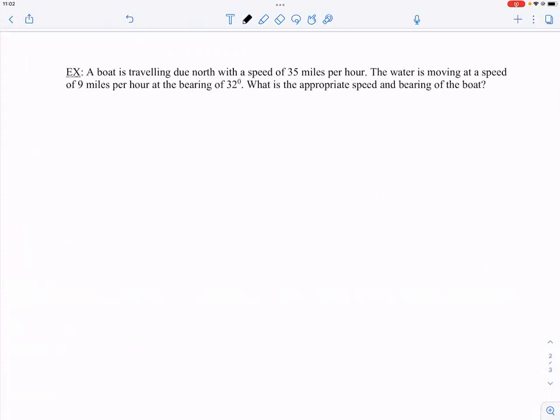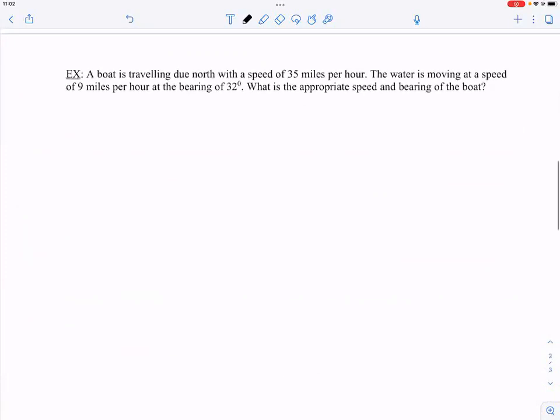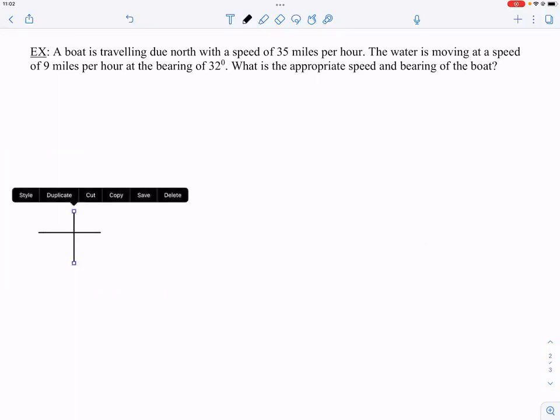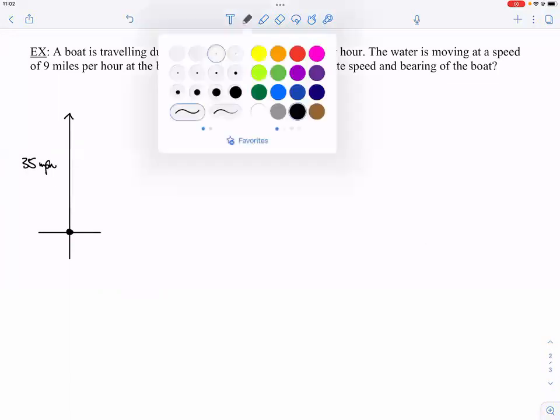And then we have the back page. So we have a boat that's traveling north for 35 miles per hour. So we have a boat right here, traveling up north for 35 miles per hour. And then there's, is it a wind? The water is actually moving at 9 miles per hour at a bearing of 32 degrees.